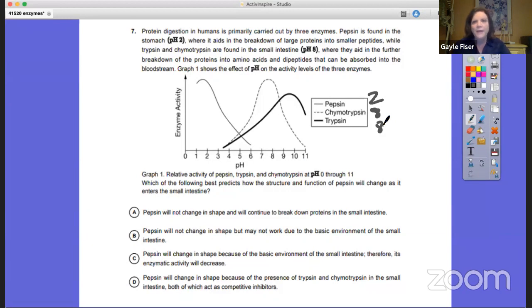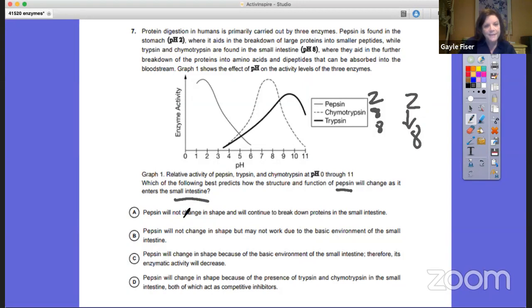Excuse me, where they aid in further breakdown of the proteins into amino acids and dipeptides that can be absorbed into the bloodstream. Graph 1 shows the effect of pH on the activity level of the 3 enzymes. All right, so what's our question? Which of the following best predicts how the structure and function of pepsin will change as it enters the small intestine? So we're going to go from a 2 to an 8.